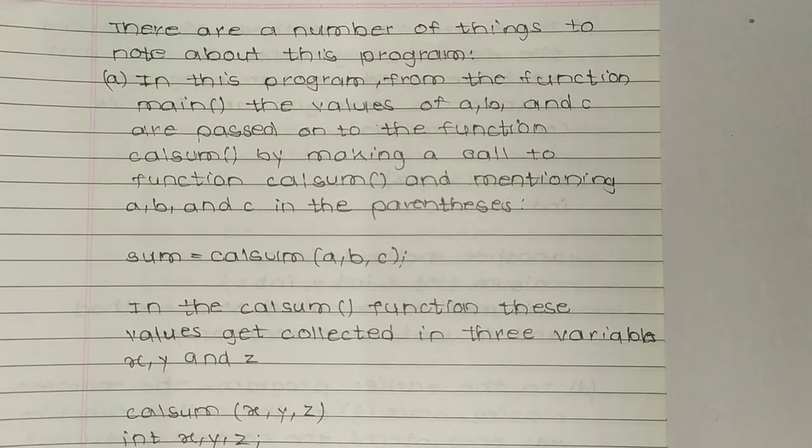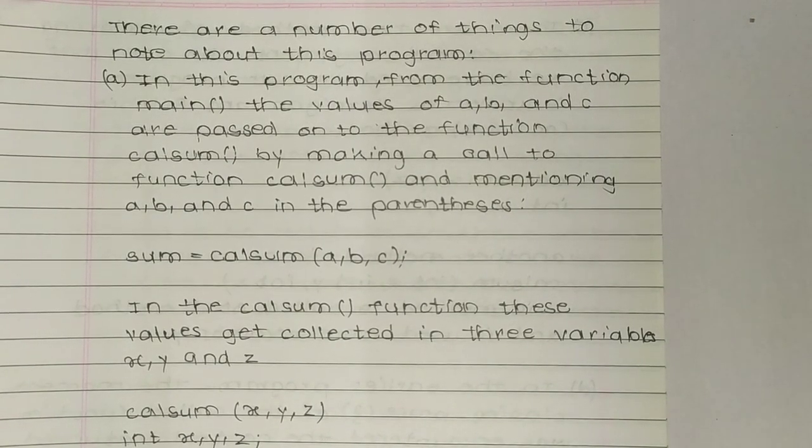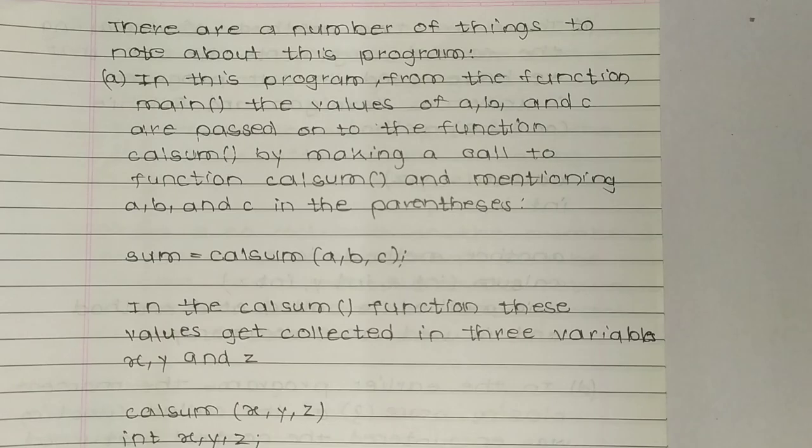In the previous program we studied about functions. There are a number of things to note about a function program. First, in this program, from function main, the values of a, b, and c are passed on to the function calsum. They are passed by making a call to calsum and mentioning a, b and c in the parenthesis. So sum is equal to calsum(a, b, c).